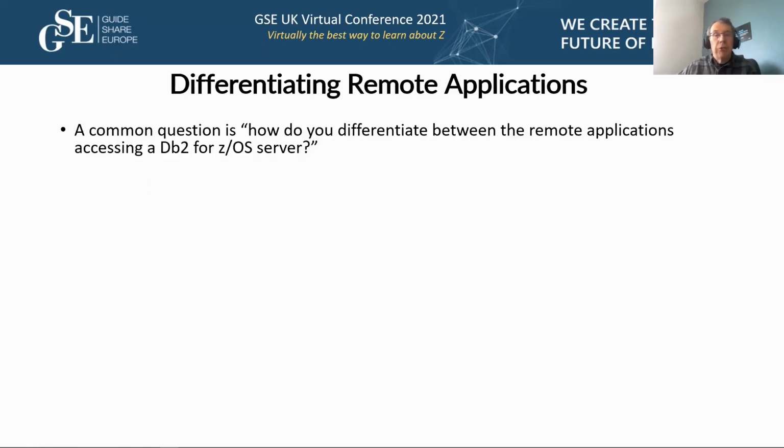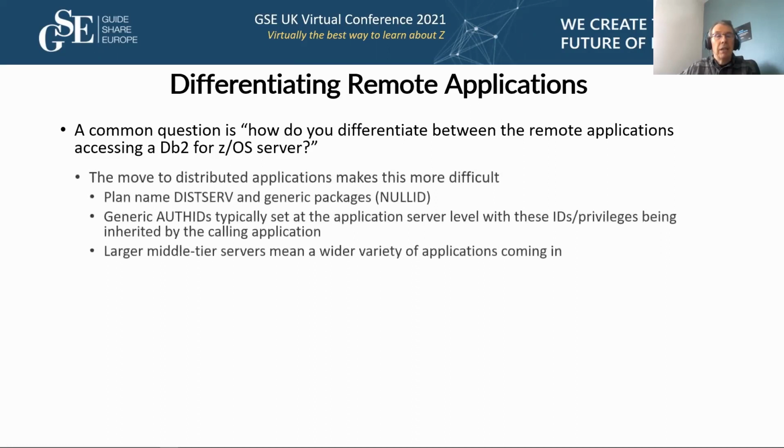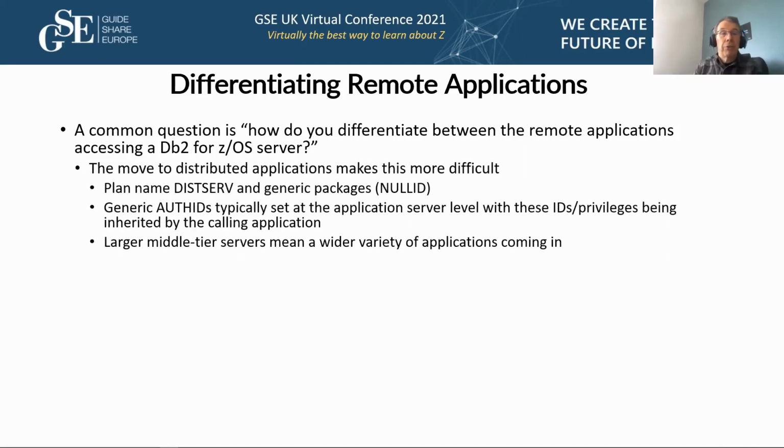Okay, so let's talk a little bit about differentiating remote applications. And the big question is, how do you differentiate between the remote applications accessing a DB2 server? And the big move to distributed applications has made this much more difficult, because they all typically run with the plan name of distserv. In fact, they all run with the plan name of distserv and generic packages, NULLID.